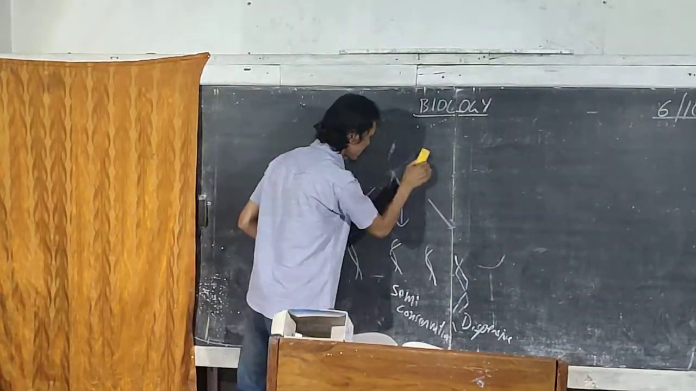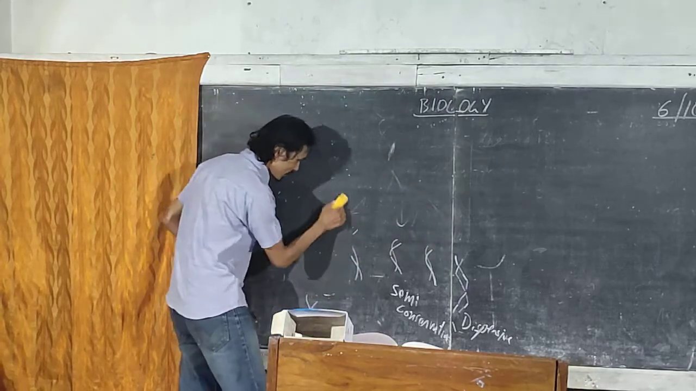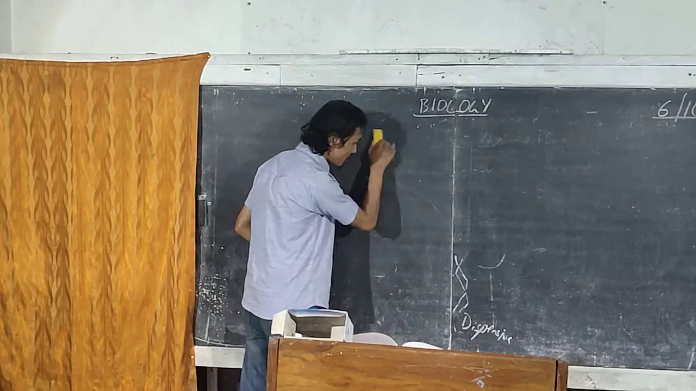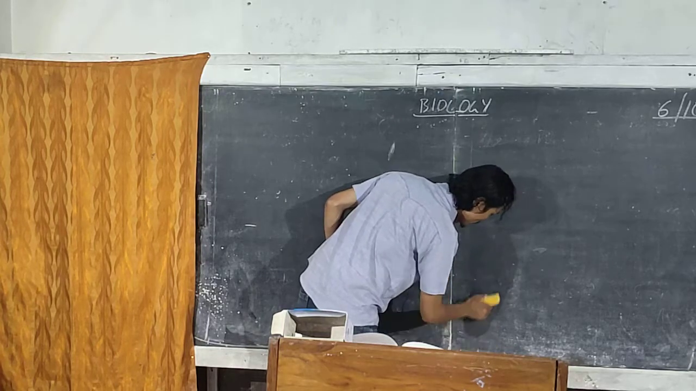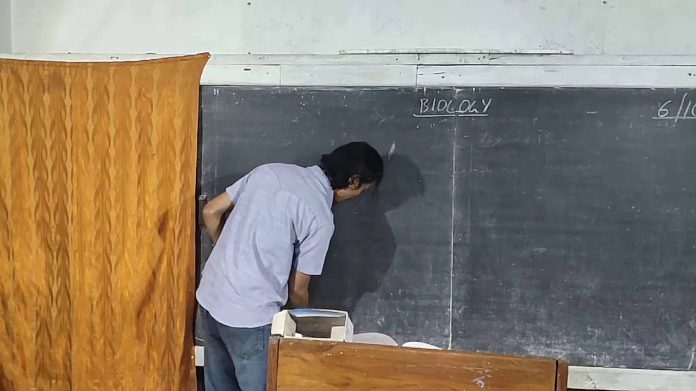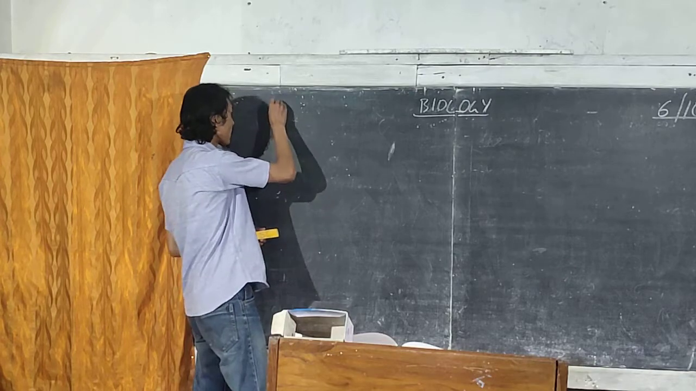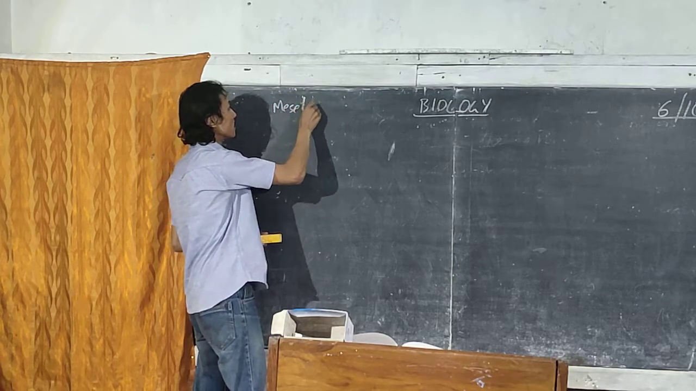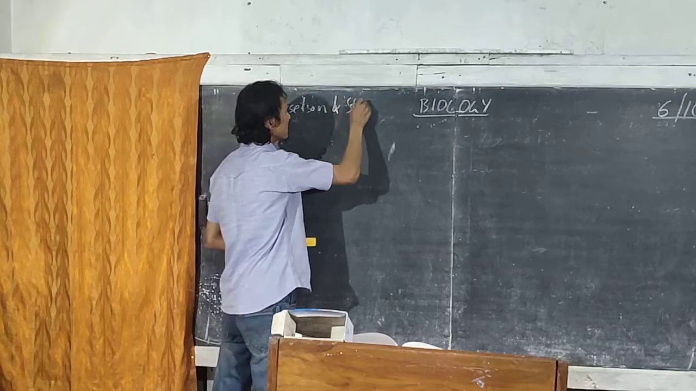So experimentally it has been proved that semi-conservative DNA replication occurs the most, and this proof was provided by Meselson and Stahl.